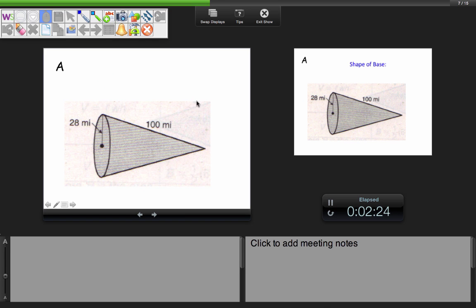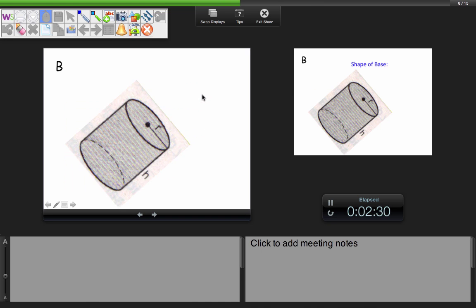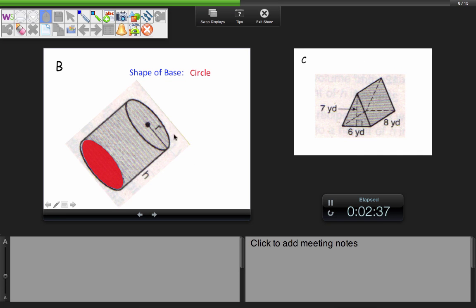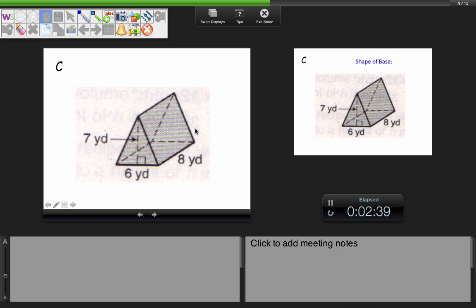Let me try to give you one. This one's not hard. What's the base of this one? The circle. This one right here, the one that's on the bottom. This one's a circle. Wait, isn't it an oval? No, it looks like an oval because of the perspective that you're looking at it.